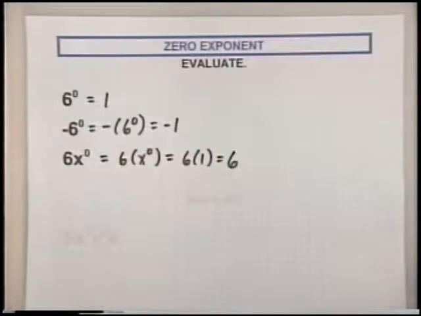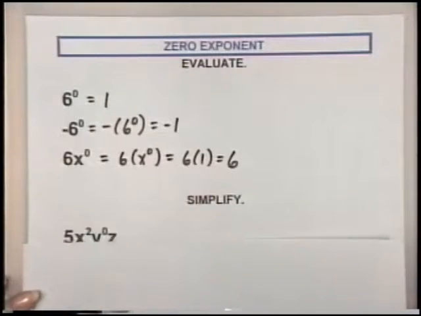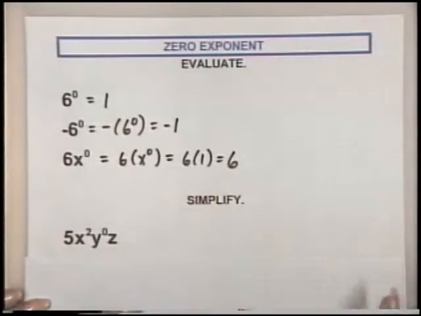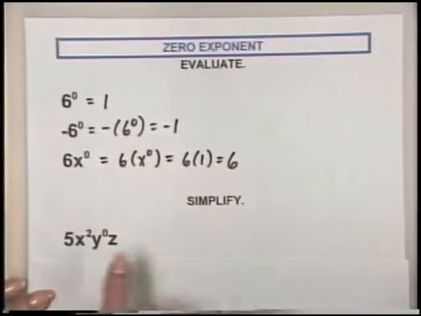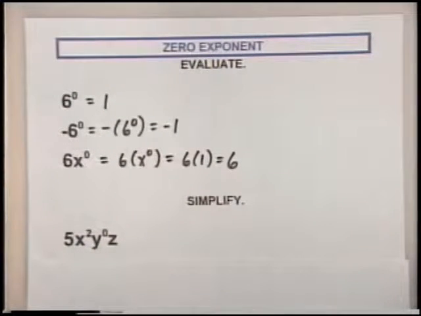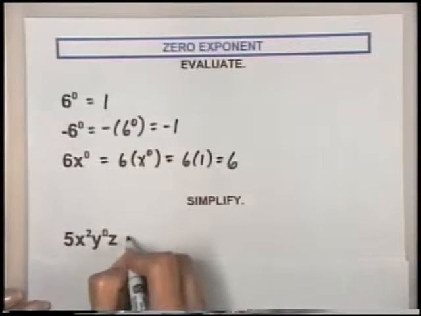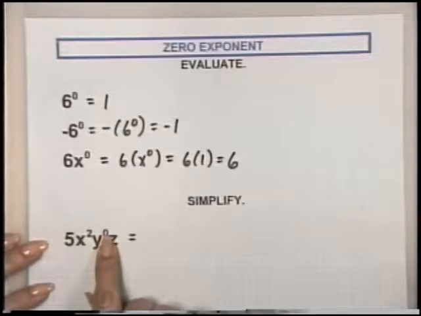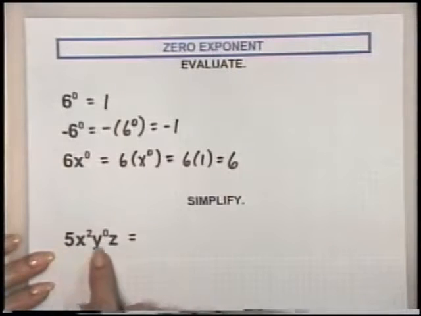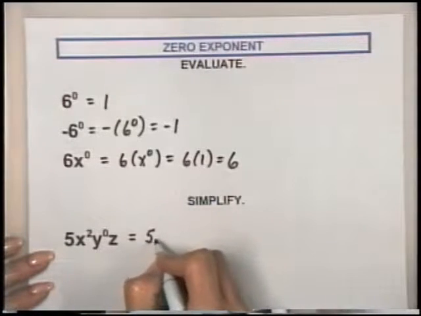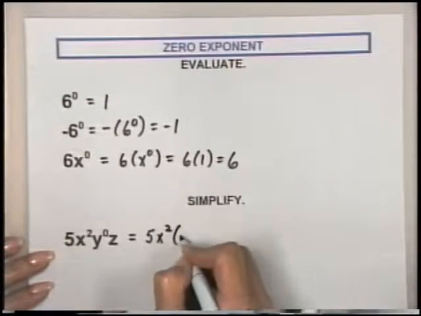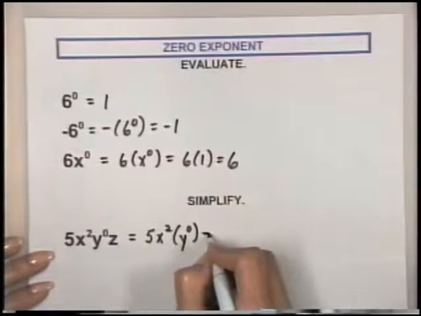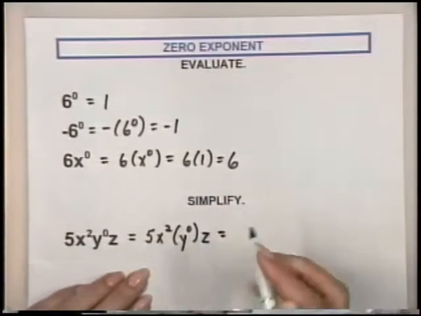Now, before we complete this lesson, I would like for us to work one more problem. The directions would be simplify. You will see products like this when you work with negative exponents, and you need to understand what they mean. To begin with, the 0 is only the exponent of the y. So what this means is 5 times x squared times the y to the 0 times z.